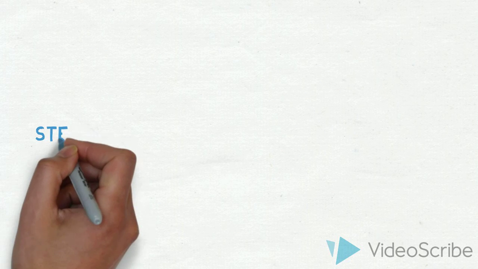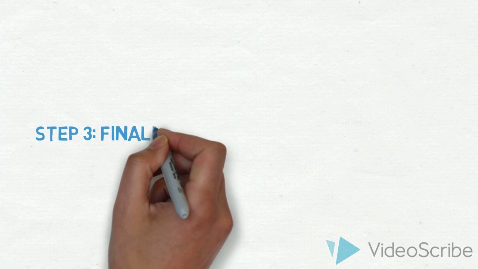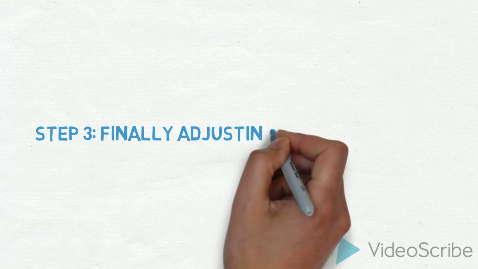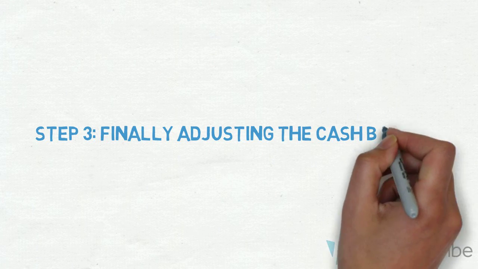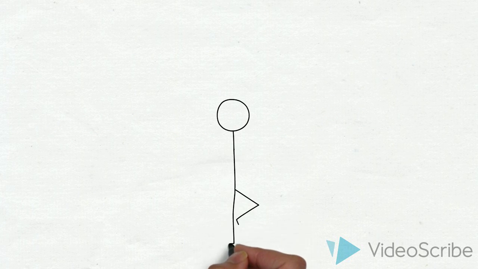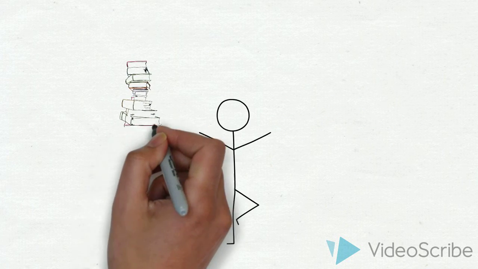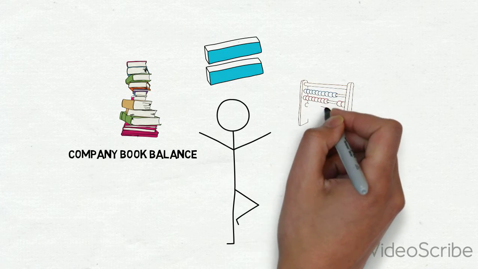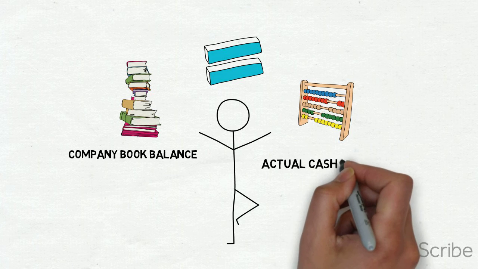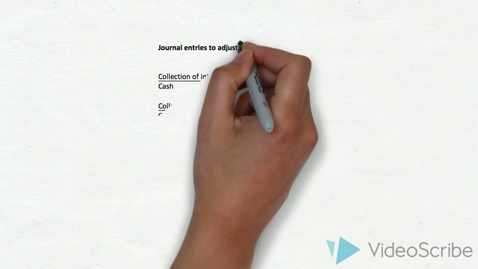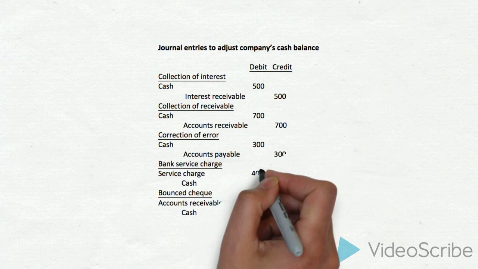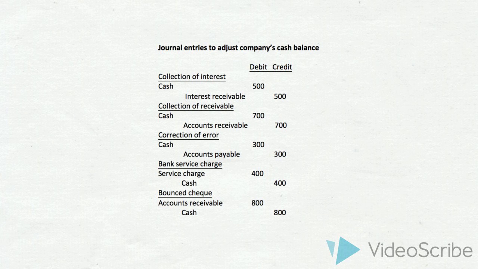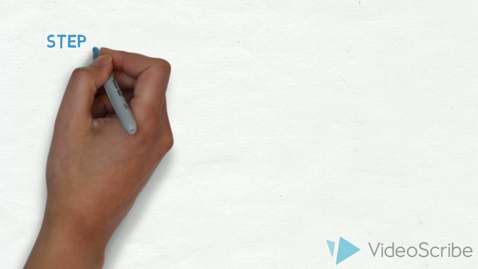Step 3. Finally adjusting the cash balance. Once the bank balance and the company's book balance have both been reconciled, the company's cash balance must therefore be adjusted to the actual cash balance determined by the reconciliations. The third step is to record the journal entries necessary to adjust the company's book balance to the actual cash balance. These journal entries seen here are based on the credit and debit memoranda and errors identified during the reconciliation of the company's balance. Here's a final example.